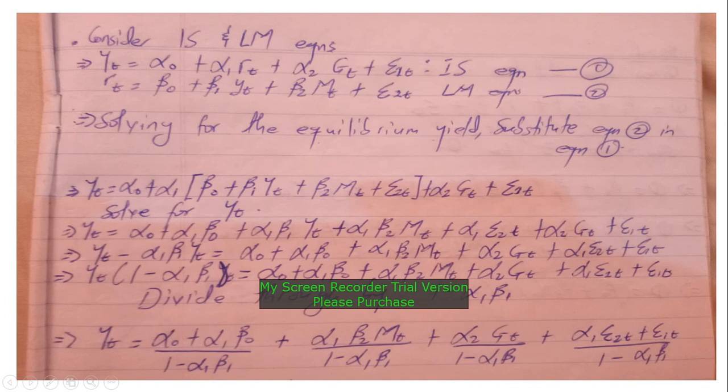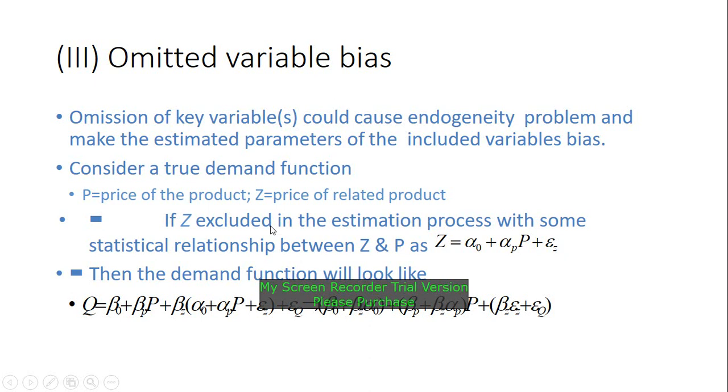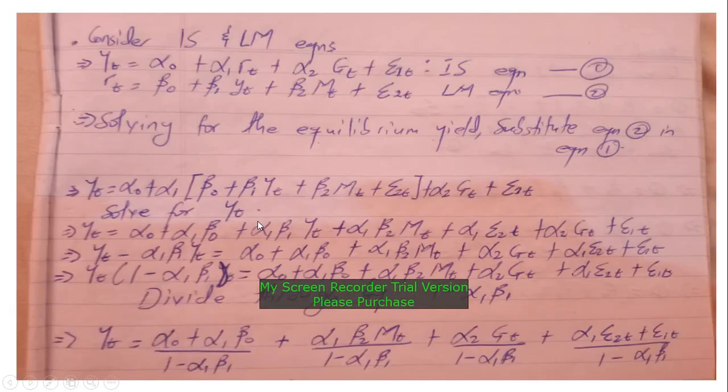So what next? I want to solve for y, so I would group like terms. When I'm grouping like terms, in my case, I brought this expression to the left hand side, crossing the equal sign. So now I have yt minus alpha 1 beta 1 yt equal to everything here. So I'm solving for y. Here my common factor is yt.